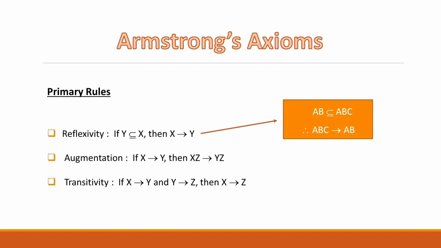The next primary rule is transitivity. If there is a functional dependency from X to Y and from Y to Z, then we can say that there exists a functional dependency from X to Z.